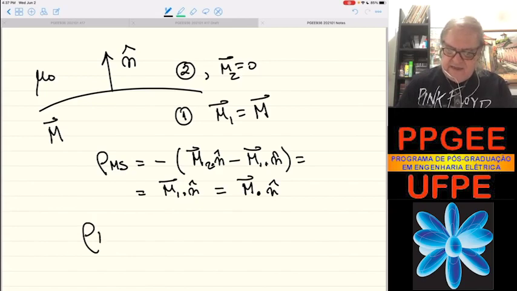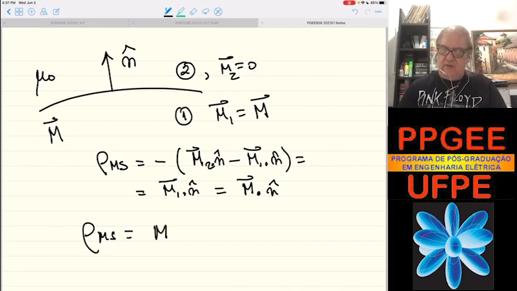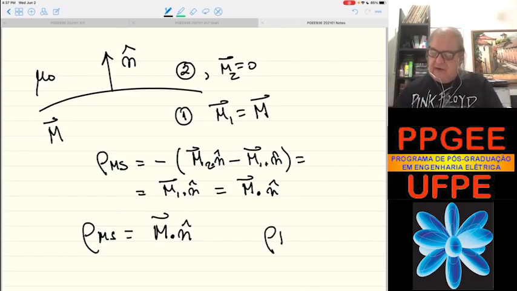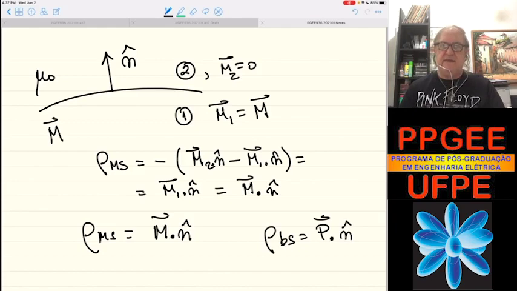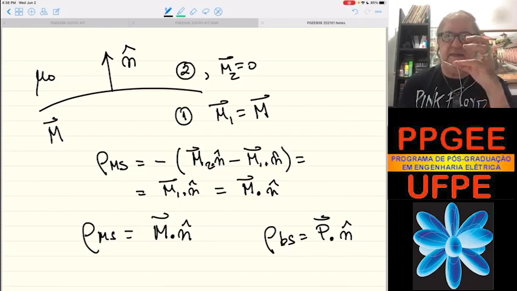So the surface charge density when you have vacuum and material medium equals the normal projection of the magnetization on the surface. Very similar to the bound charge in electrostatics, right? Rho bs equals the polarization component along the normal direction. Same thing, same behavior. In most situations, you're going to have vacuum and a hard ferromagnet, which has a fixed magnetization.